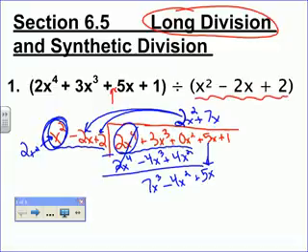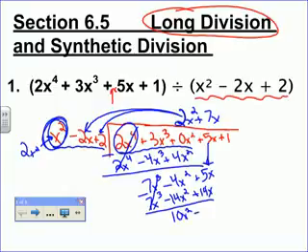Now, same process: you multiply that by all three terms. So we get 7x to the third minus 14x squared plus 14x. And then we subtract those. And then we carry down our 1.